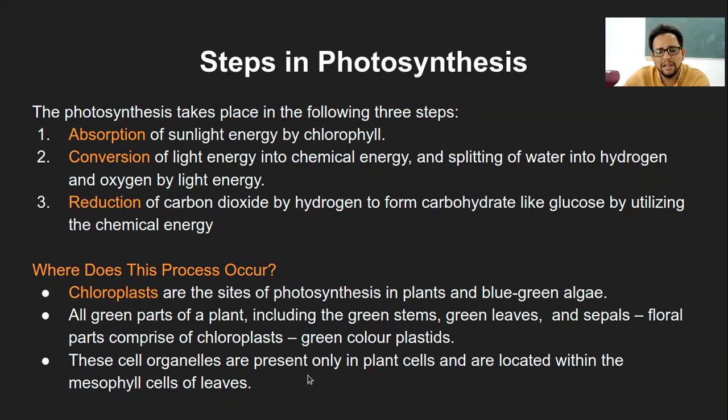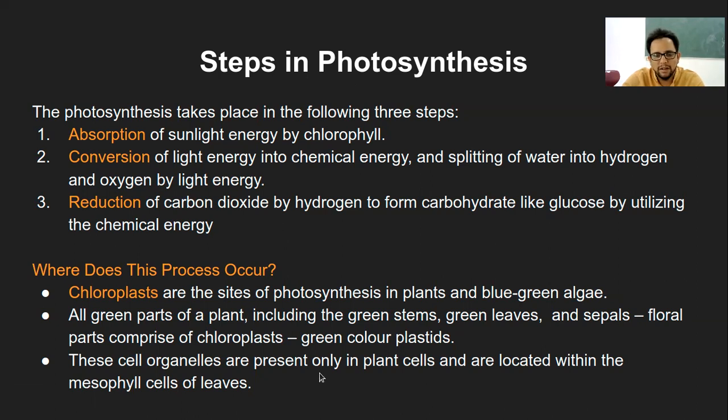Now these cell organelles are present only in plant cells, and they are located in the mesophyll cells of the leaves. Mesophyll cells, if you remember, we were looking at the section of the leaf. There was the upper epidermis, then there was palisade mesophyll, which was column-like cells, and then there was spongy mesophyll, which is like a mesophyll region that will have a lot of chloroplasts within them.